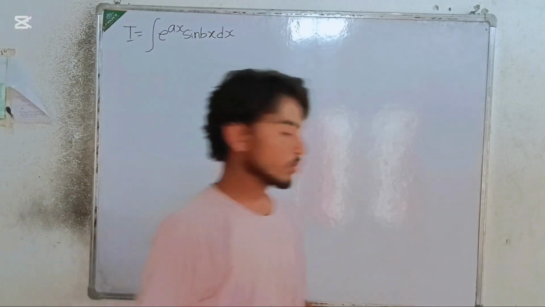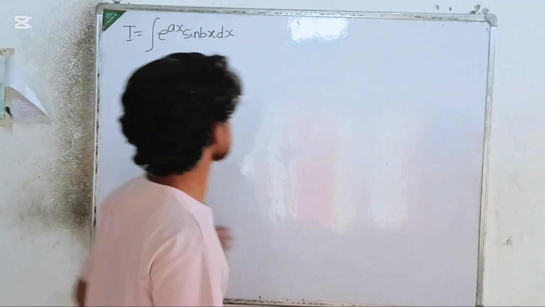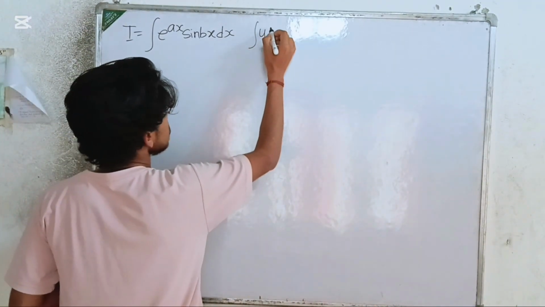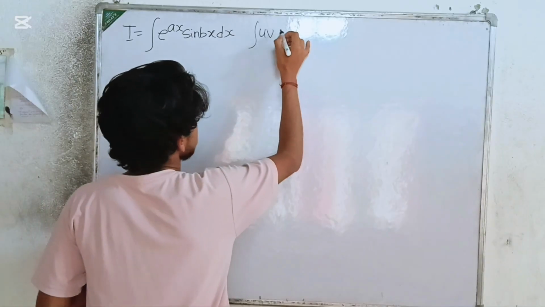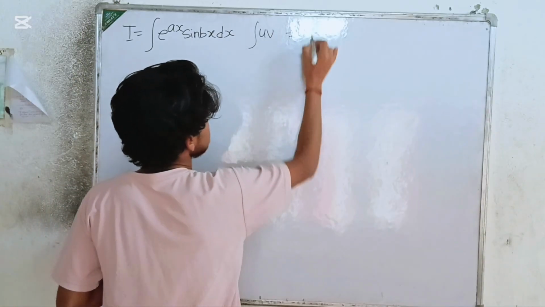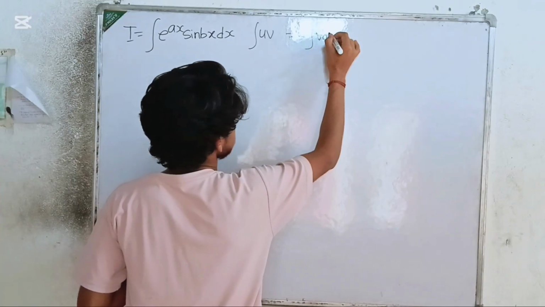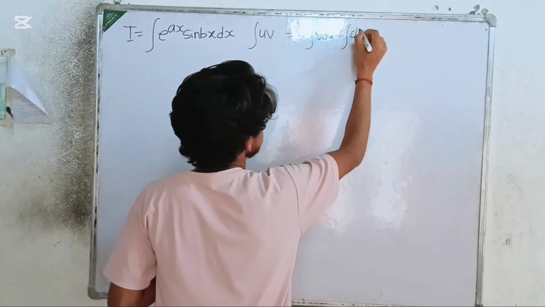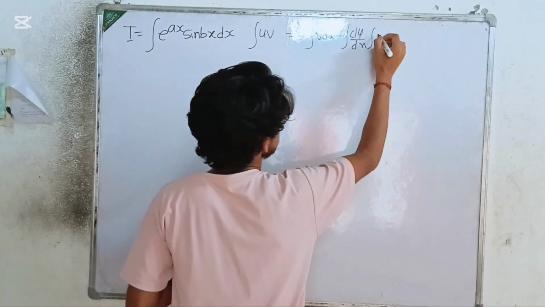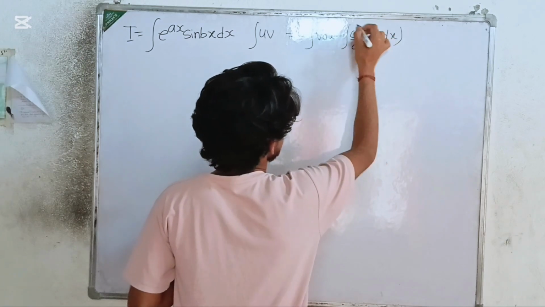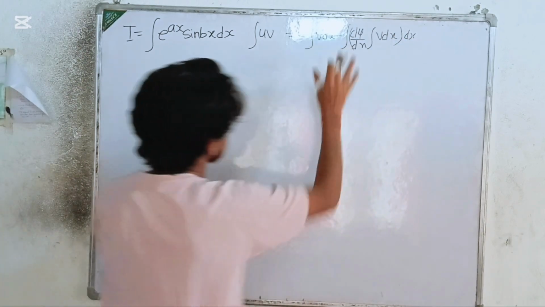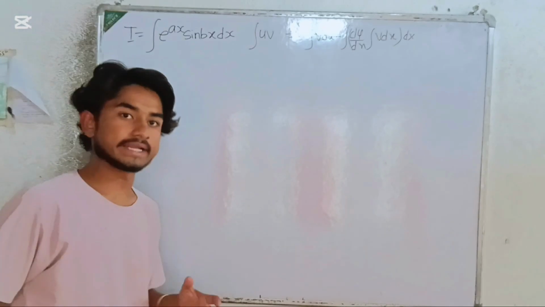Today's integral is e raised to ax sine of bx dx. You might wonder whether you can use the integration by parts formula with u and v, which gives u times the integral of v dx minus the integral of du over dx times the integral of v dx, all dx. That would be integration by parts.